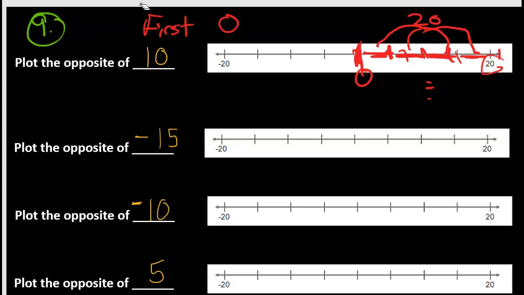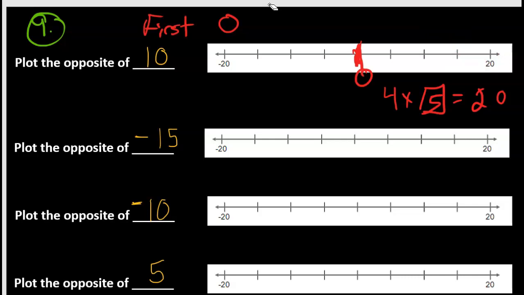You could also look at it this way. You know that there's 4 pieces. You can know 4 times something equals 20. That's the fact family. 4 times 5 equals 20. So each interval is worth 5. And this makes this problem so much more enjoyable when you know that, because now you can put 5, 10, 15, 20, -5, -10, -15, -20.